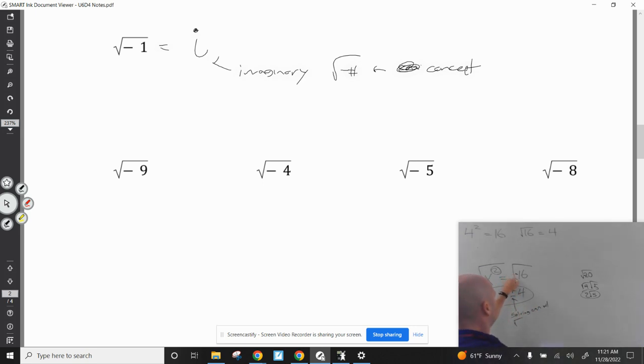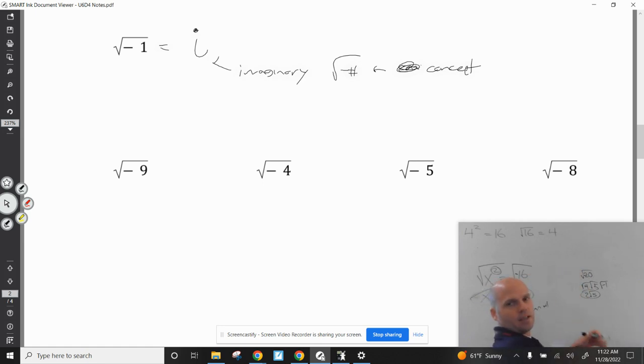Now, remember how we simplified? To simplify, we would write it as a product of two things. One is the biggest perfect square, and then the other is what's left over. Well, now we're just going to have one extra thing: the square root of negative 1. It's kind of like an unnecessary thing, and we can put it at the end, actually, probably better.